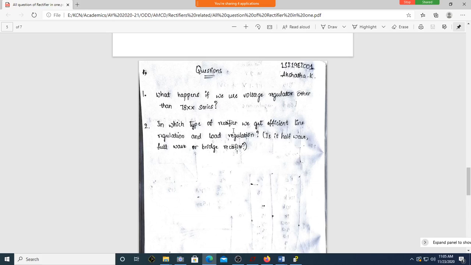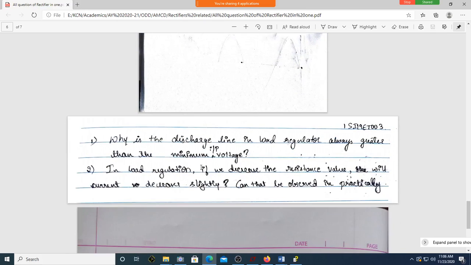In which type of regulator do we get efficient line regulation and load regulation? Irrespective of the rectifier, you get good regulation when the voltage is sufficient. You have to have an input voltage more than the required value. Whether it is coming from a half-wave, full-wave, or bridge rectifier doesn't matter. These rectifiers will not matter for line and load regulation, as long as you're getting sufficient voltage.